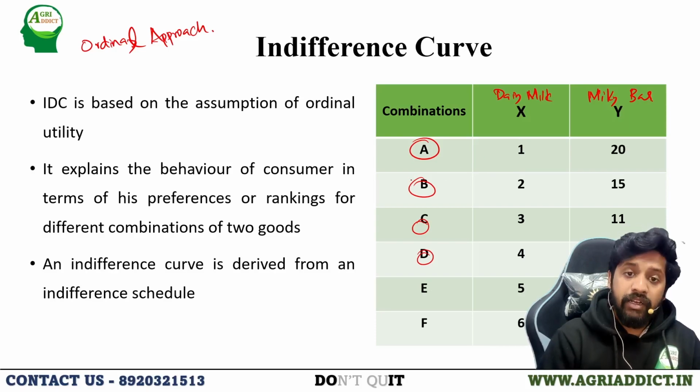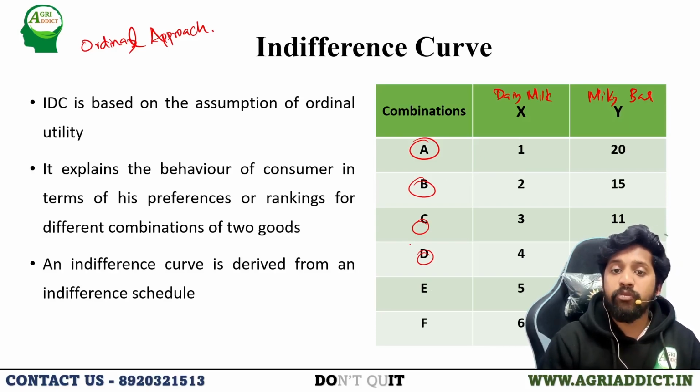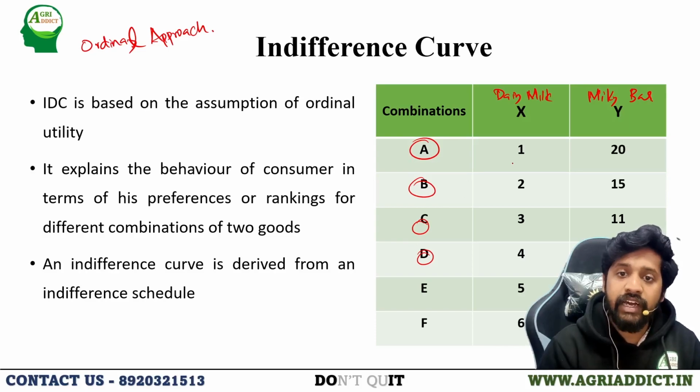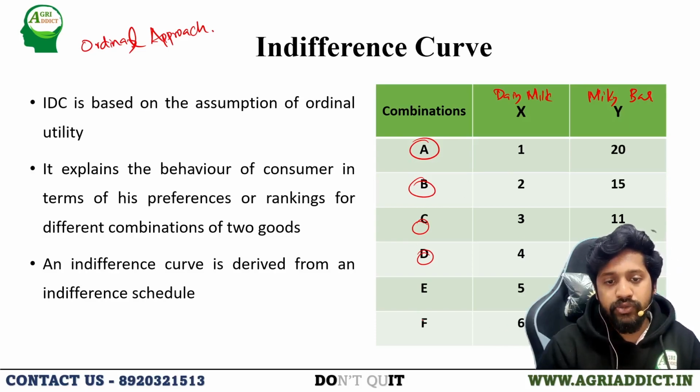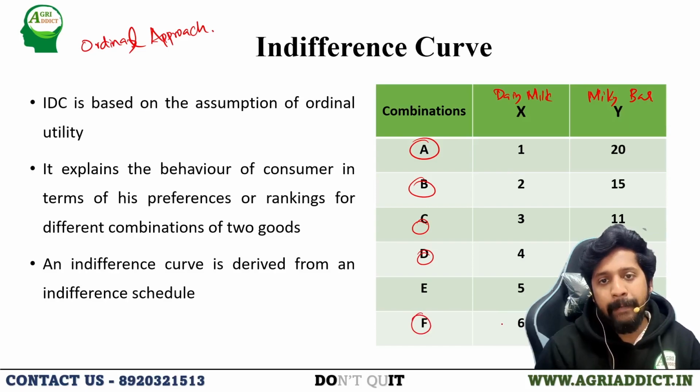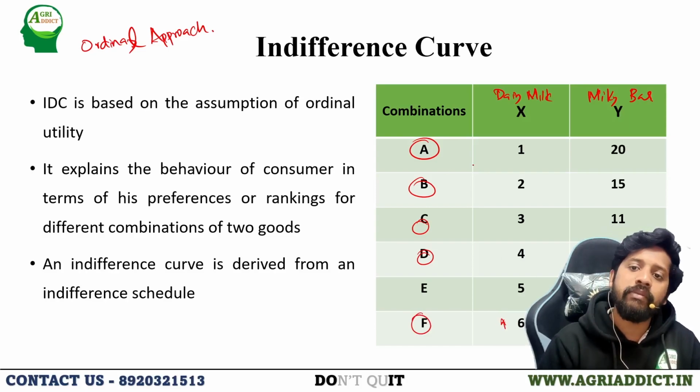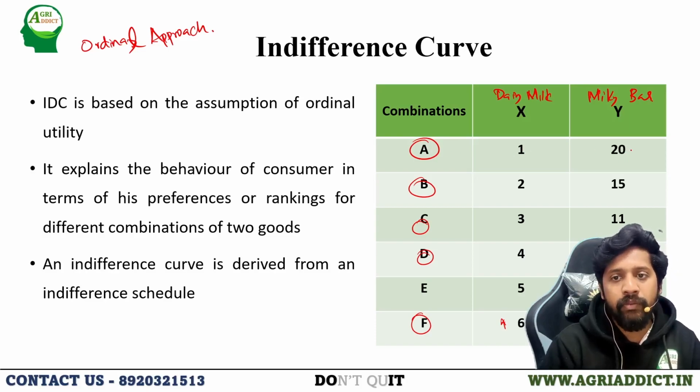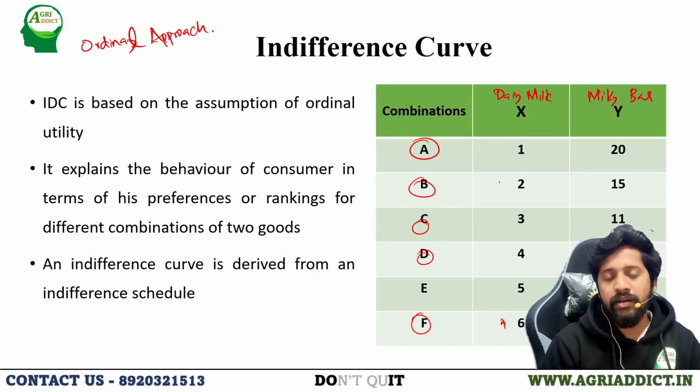And among these combinations, which combination would I prefer more? If I am a Dairy Milk person, what will I be choosing? F, right? Maximum Dairy Milk and minimum Milky Bar. If I am more of a Milky Bar person, I will be choosing combination A, because I need more Milky Bar and just one Dairy Milk. So it is based on these preferences that we define indifference curve analysis.